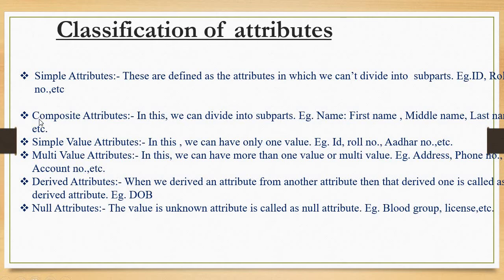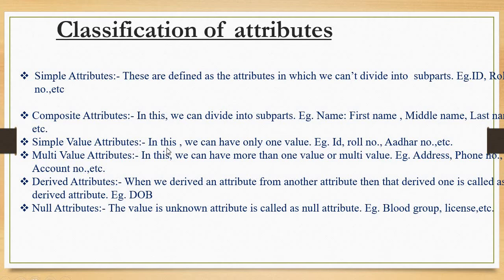Now the second point: what is a composite attribute? Basically, in this we can divide the attribute into subparts. So these are known as composite attributes. For example, name. In a name, many people have a first name, middle name and last name. For example, Vikram Pratap Singh. Vikram is the first name, Pratap is the middle name and Singh is the last name.